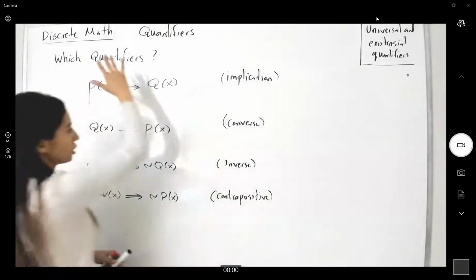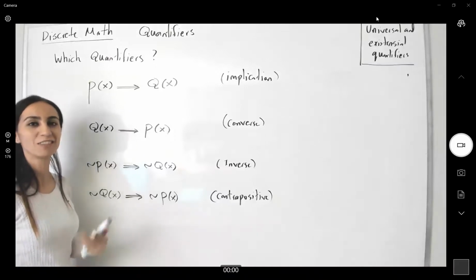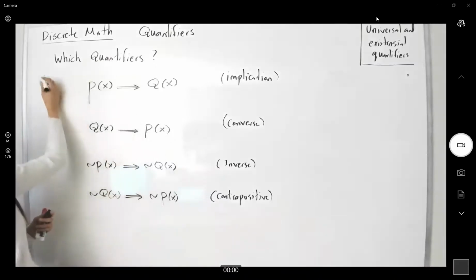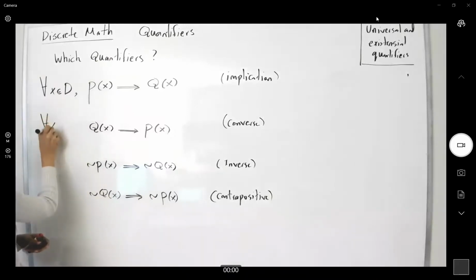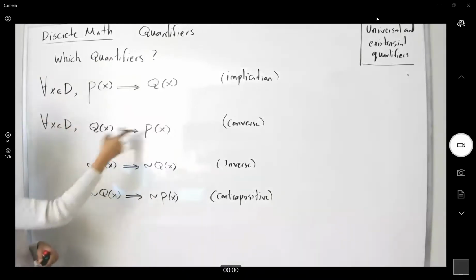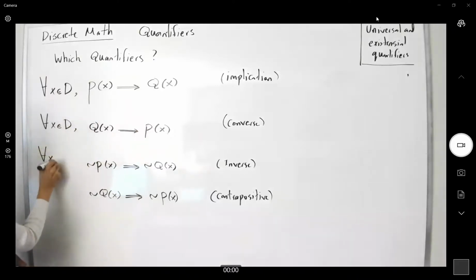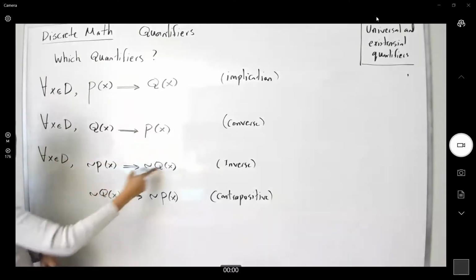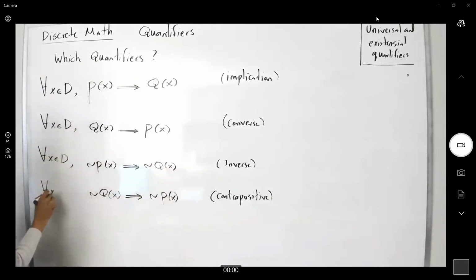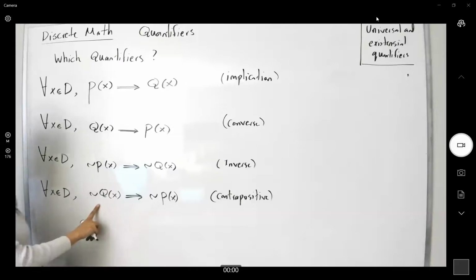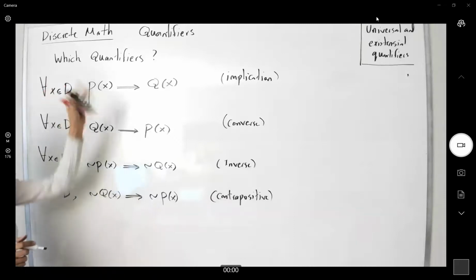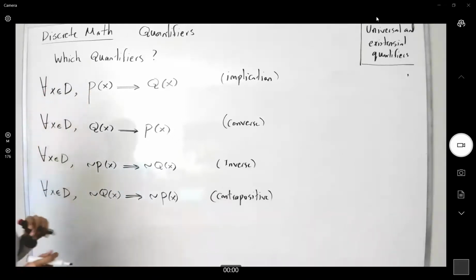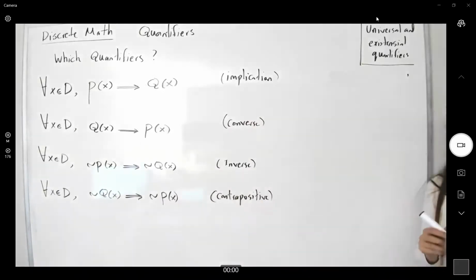So for each one of these, you're using universal quantifier. For any x in the domain, p(x) implies q(x). For any x in the domain, q(x) implies p(x). For any x in the domain, not p(x) implies not q(x). For any x in the domain, not q(x) implies not p(x). So for implication, you're going to use universal. These are all universal statements.